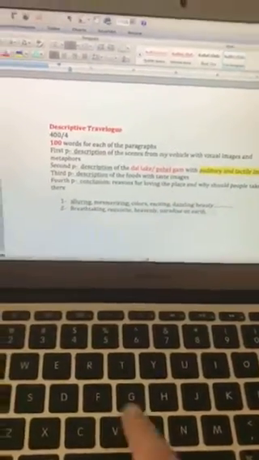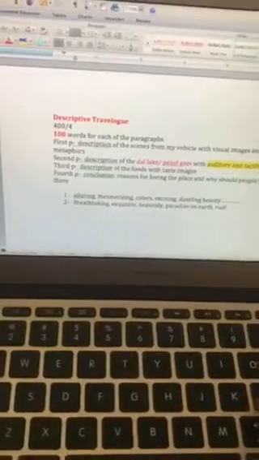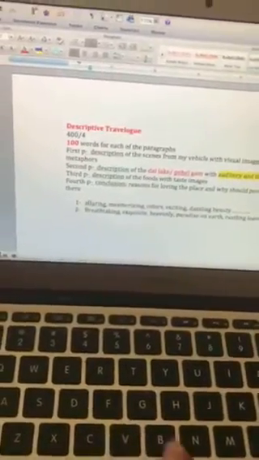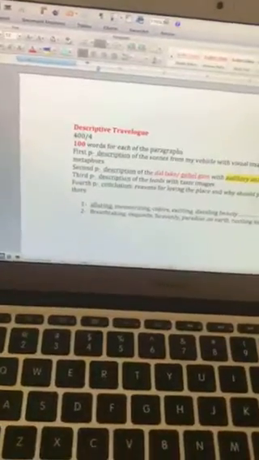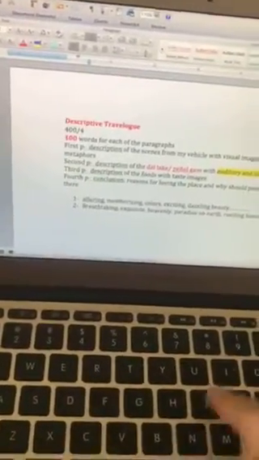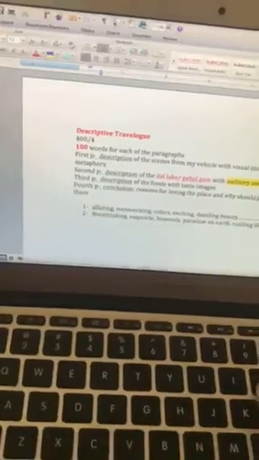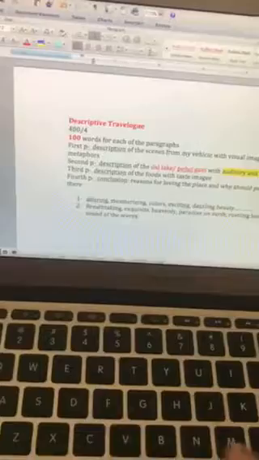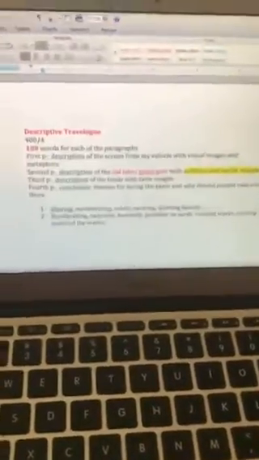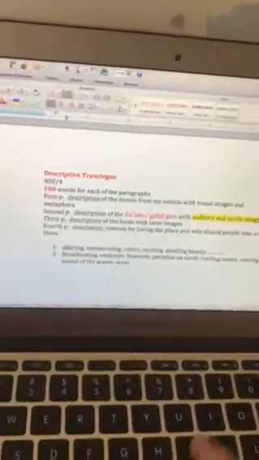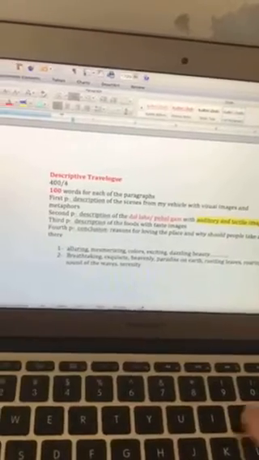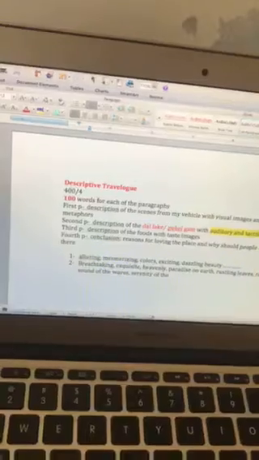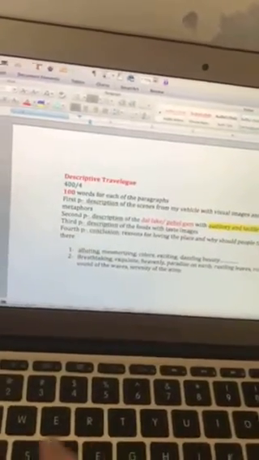so auditory images, right? Rustling leaves, okay? Then roaring sound of the waves, or you can write serenity of the atmosphere. So I'm using metaphors. Serenity of the atmosphere.